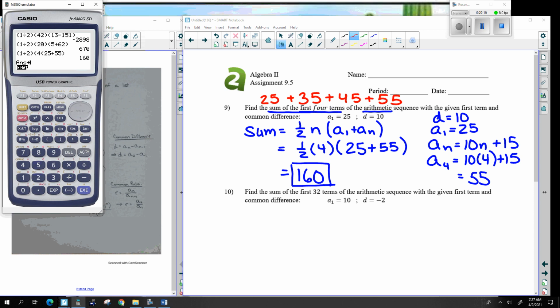So 25 plus 35 plus 45 plus 55. Boom, 160. So the formula is working. The sum of the first 4 terms is indeed 160.